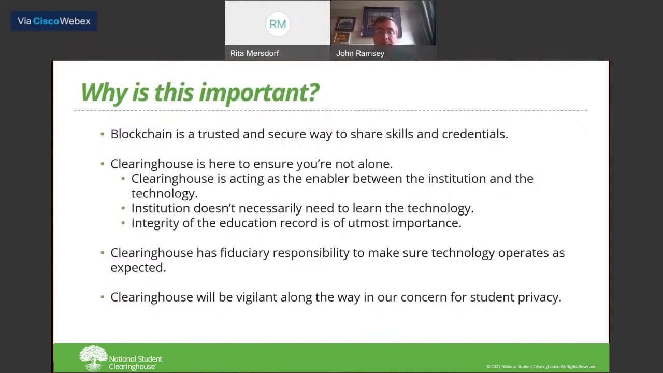Then the last bullet there, the Clearinghouse will definitely make sure that we remain vigilant for student privacy. We're committed to FERPA, as well as students' privacy rights, the Higher Education Act, and all applicable laws. Blockchain is new to everybody, but it's getting to that point where it's not that new anymore, and we want to make sure that when the education industry is ready, we're helping to facilitate that.